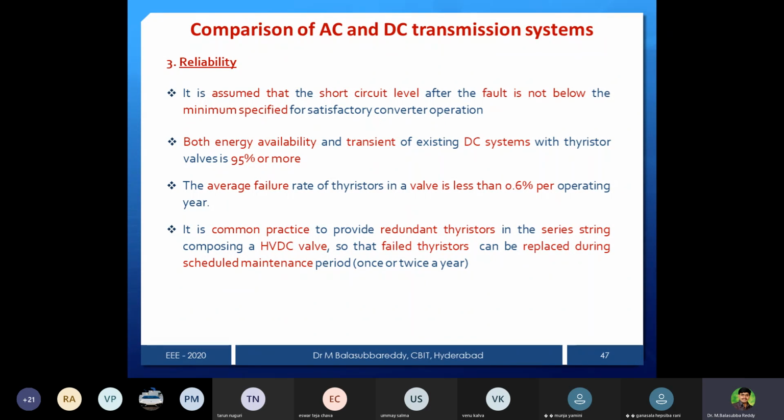Failed thyristors can be replaced during the scheduled maintenance period. You cannot stop the plant and then repair it. A regular maintenance period is specified, once or twice a year. During that time you can replace one or a few thyristors. Even in the cycloconverter case, if a very small number of devices fail, it will not affect much, though very sensitive circuits may be affected. But in the general case, especially in a DC transmission system, failure of any of the devices will not affect much.